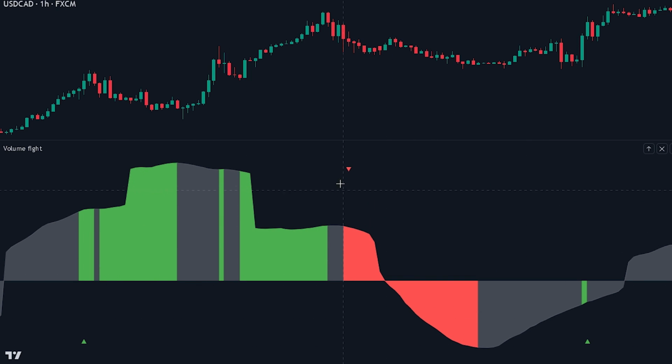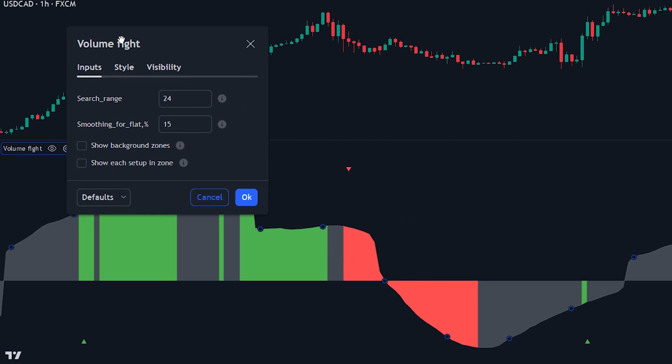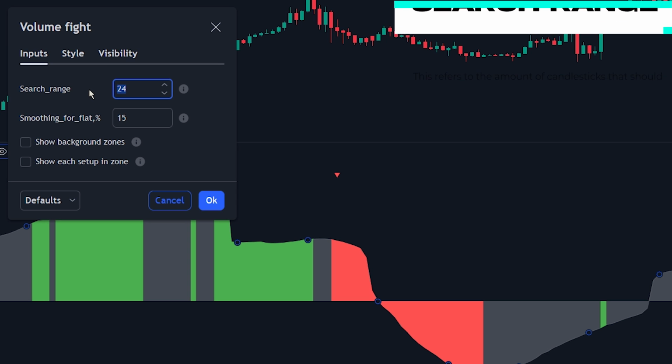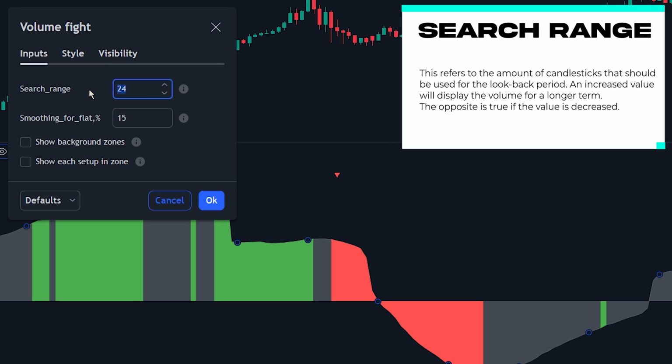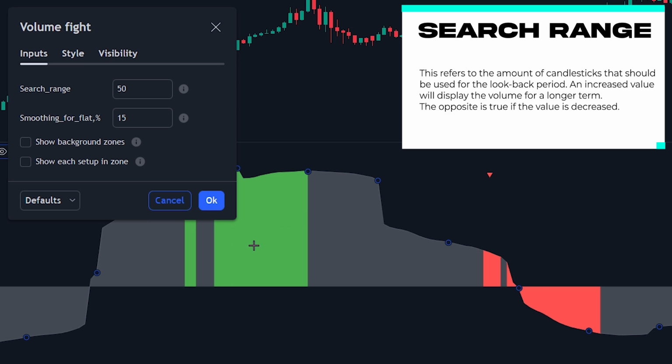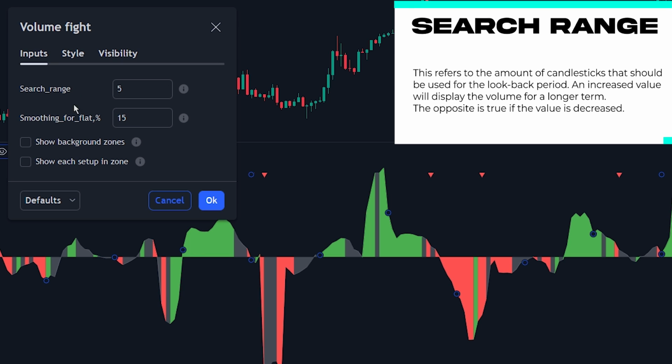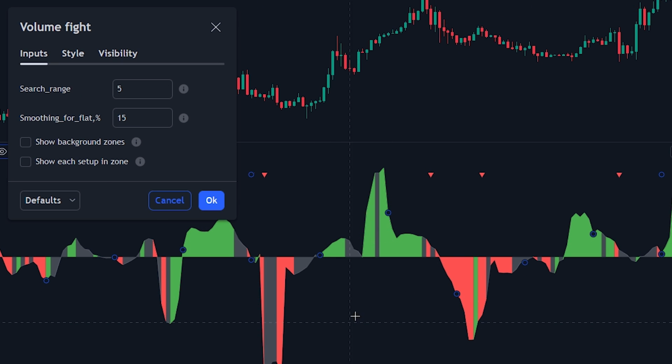If we head over to the Indicator Settings tab and click on the Input Settings, we can see the following. The first setting that can be changed is the search range. This refers to the amount of candlesticks that should be used for the look-back period. As you can see, if we increase the value of this setting, the volume will be shown for a longer term. However, if we lower this setting, the volume will be shown for the short term. In general, it's common to use a high search range on lower time frames.